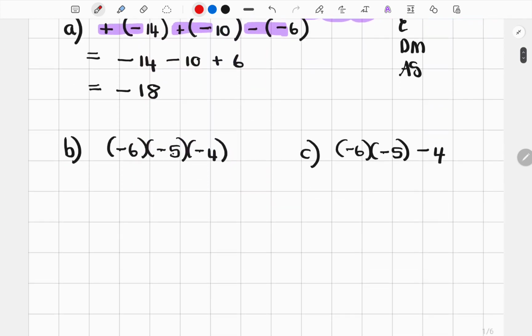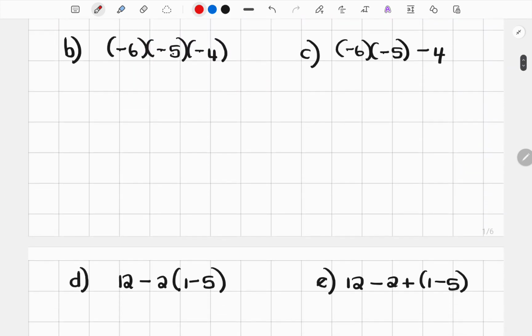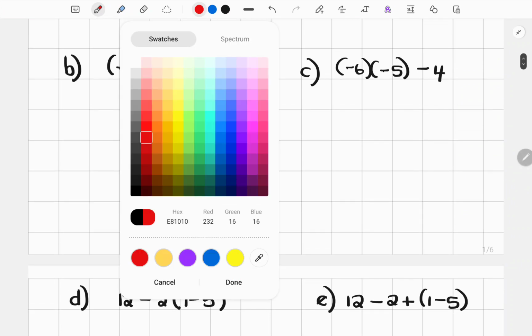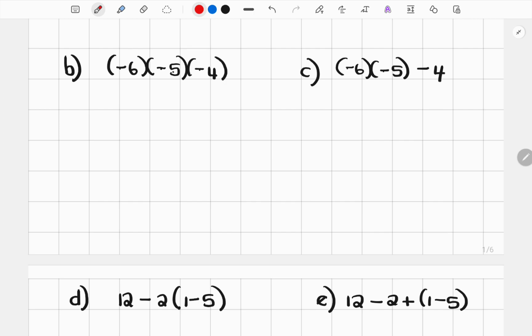All right. Moving on to the next one. Can you see the difference between these two? This one is a multiplication: negative 6 times negative 5 times negative 4. On number C, it's a negative 6 times a negative 5, the answer, minus 4. Okay, so that's how it makes it different.